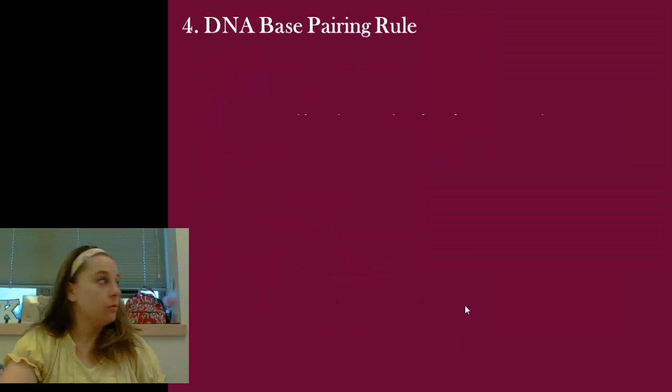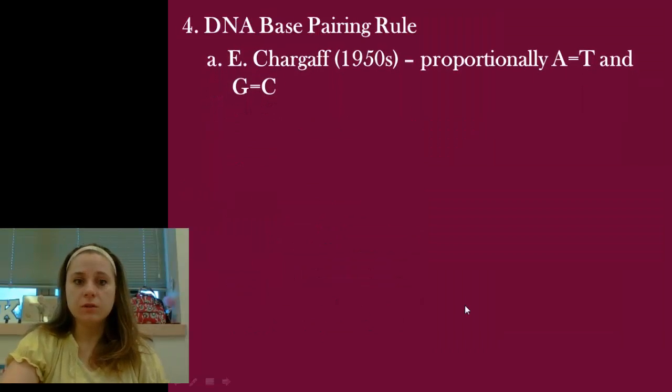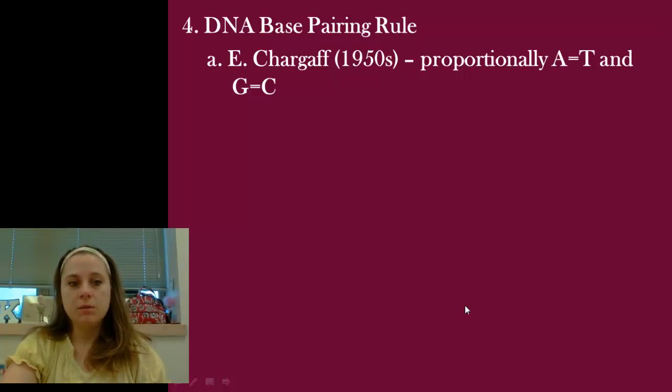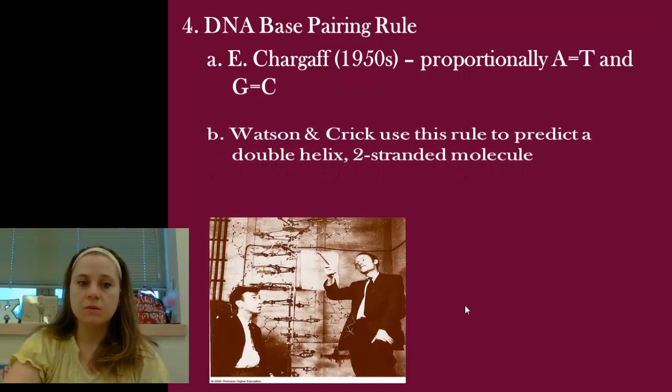So our base pairing rules. Thanks to Erwin Chargaff in the 1950s, he found that there's a proportionate amount of adenine to thymine in all DNA and a proportionate amount of guanine to cytosine. So this told us that in the double helix, adenine will always pair with thymine, guanine will always pair with cytosine.